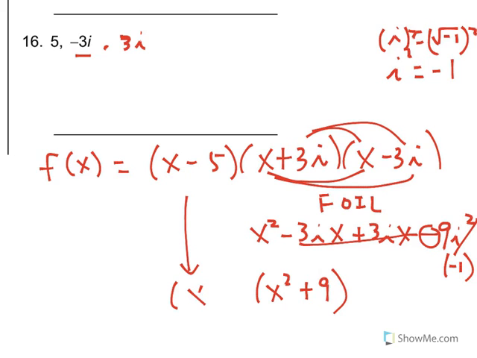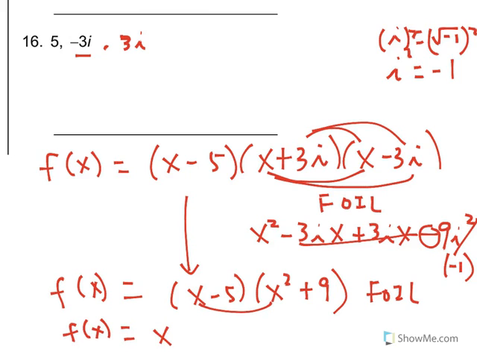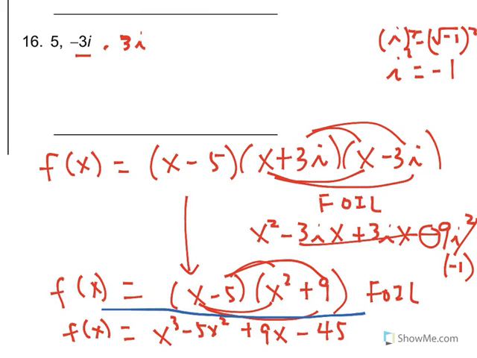And bring down the first term, we have x minus 5, and then f of x in front. Finally, we're going to FOIL it again for these two parentheses, and that should give us an answer of x to the third plus 9x minus 5x squared. I'm just going to rearrange it to make it in standard form, minus 45. And so that looks like it is the complete final polynomial for the zeros that are given.